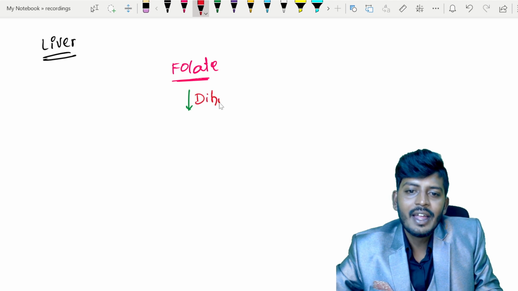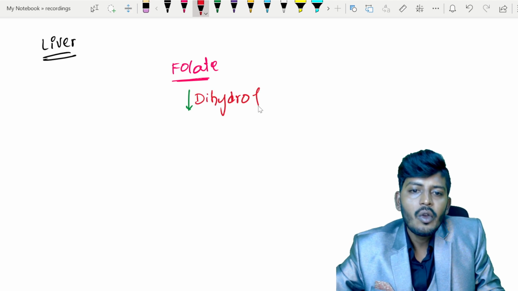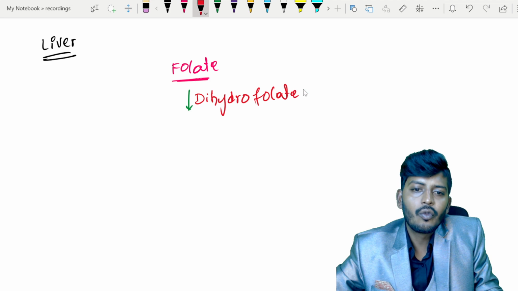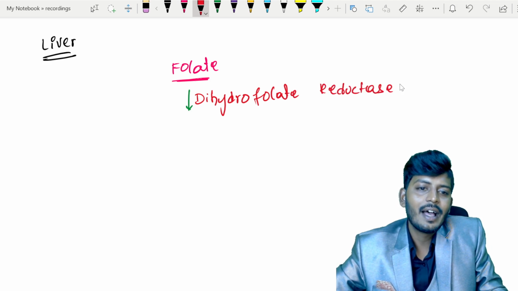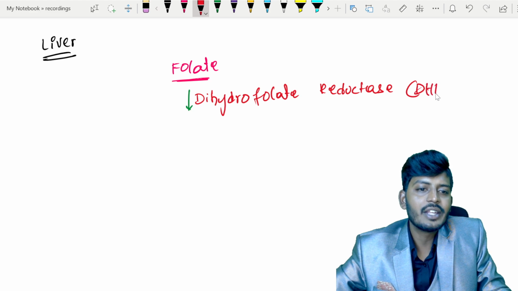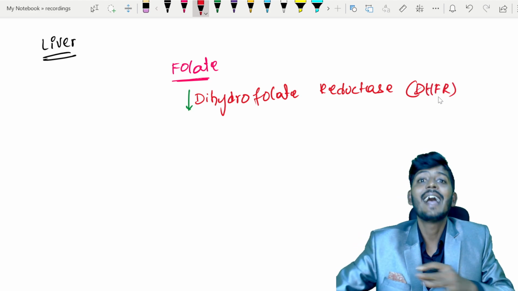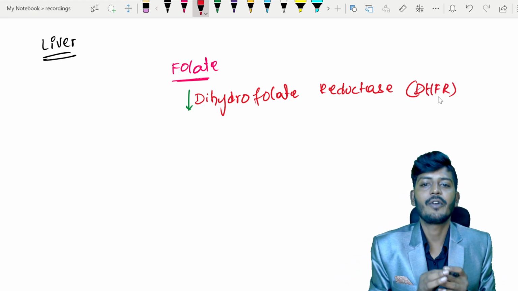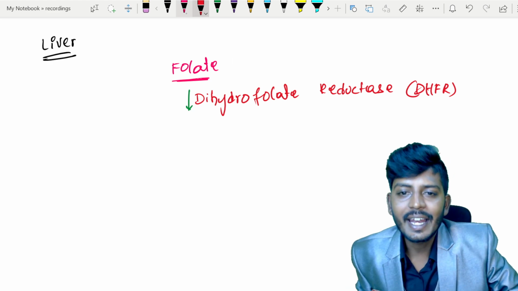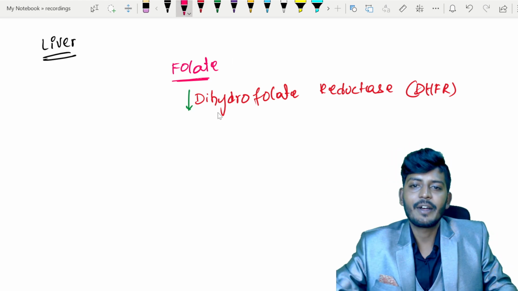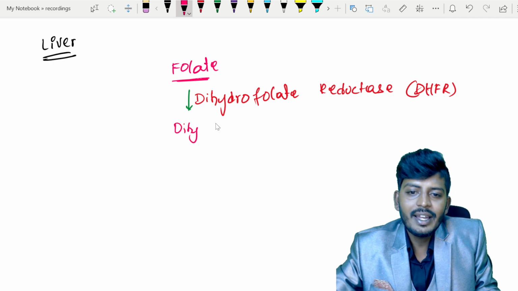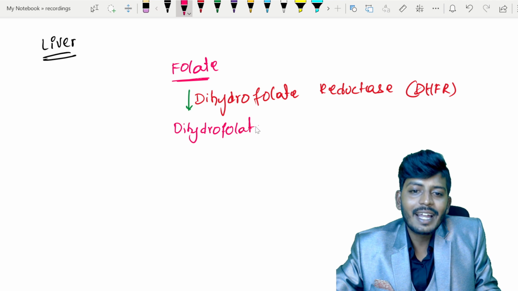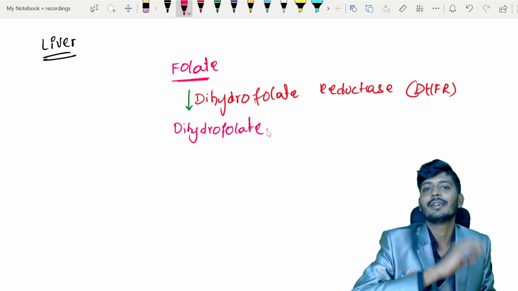dihydrofolate reductase, which can be short formed into DHFR. From here onwards, I'll be using DHFR as a short form for dihydrofolate reductase. So this DHFR will convert folate into dihydrofolate. Very good. Where exactly does this conversion occur? This occurs in your liver.